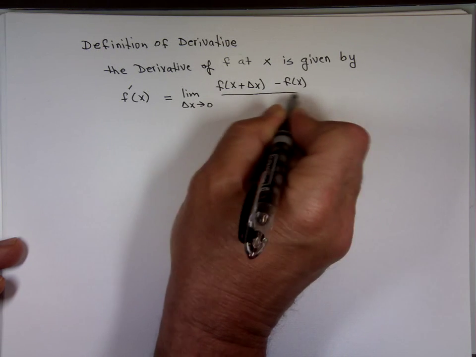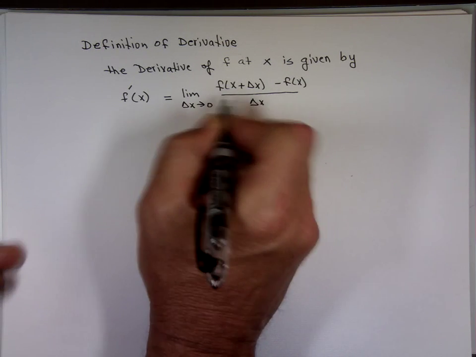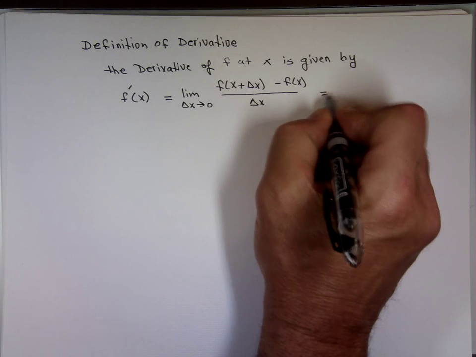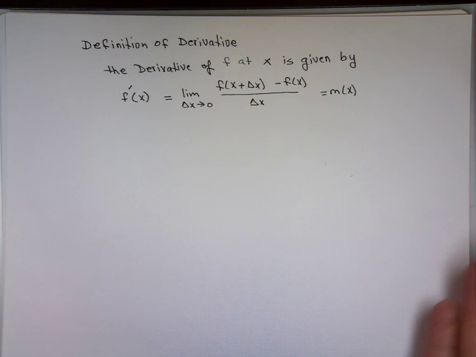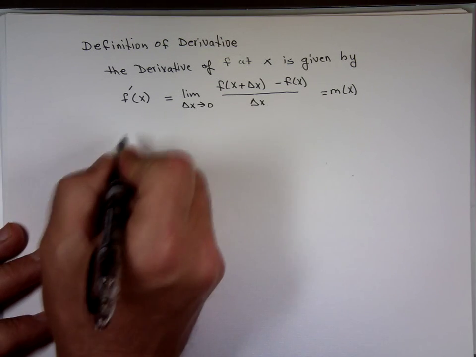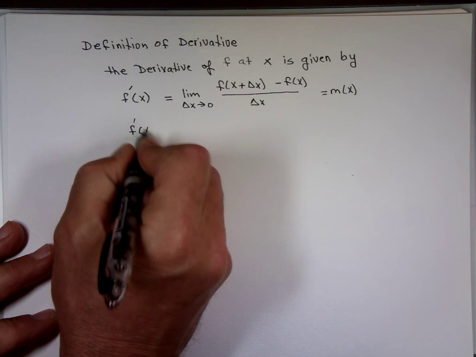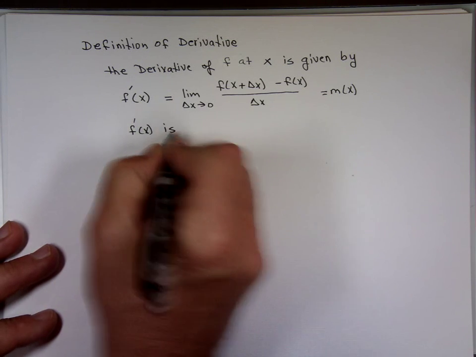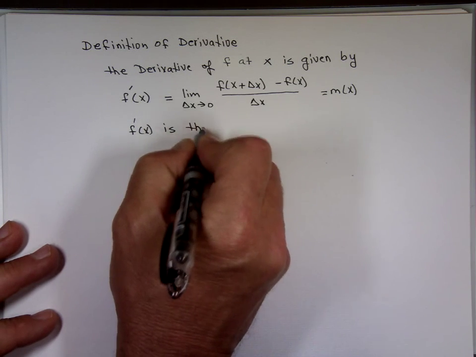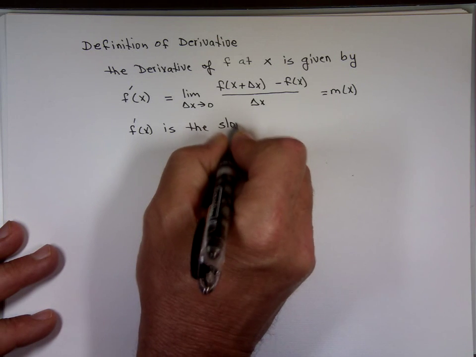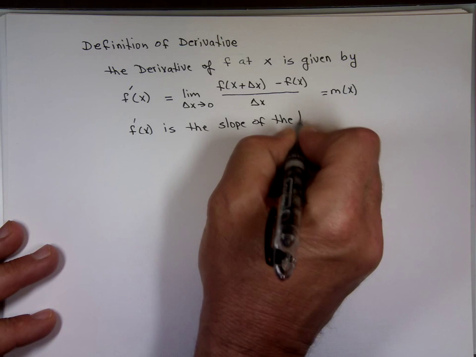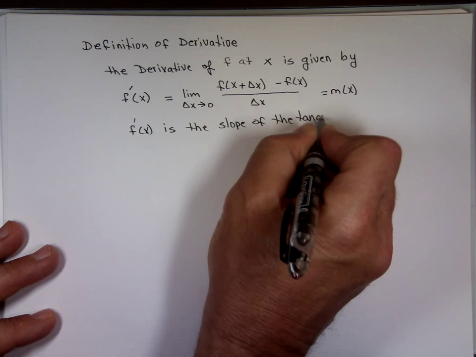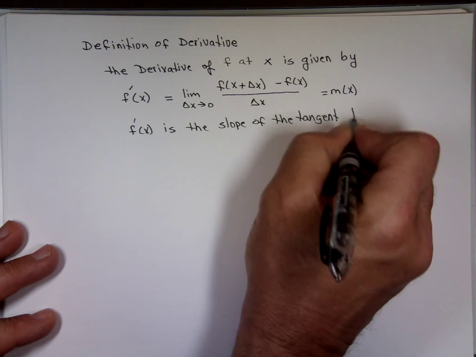And what do you know? That was the equation for what? The slope of the tangent line. So the derivative is the slope of the tangent line. I write it down. The derivative is the slope of the tangent line. That's what the derivative is.